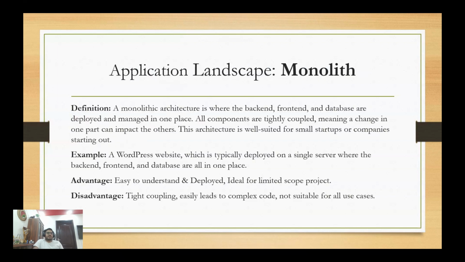So let's go with monolithic. In monolithic, by nature, all your backend, frontend, and database are deployed and managed in one place. I can give you one example of this, which is a WordPress website. If you see a WordPress website, in most cases, its backend, front end, and database are deployed on one virtual machine. That means they are very tightly coupled with each other. But still, if you look at the software industry, you will find lots of websites are developed in WordPress. So it's not that monolithic is not used by companies.